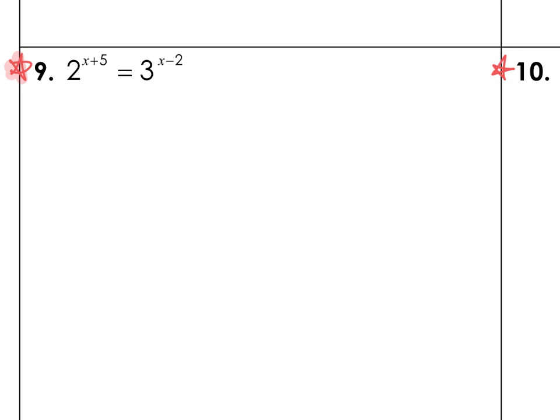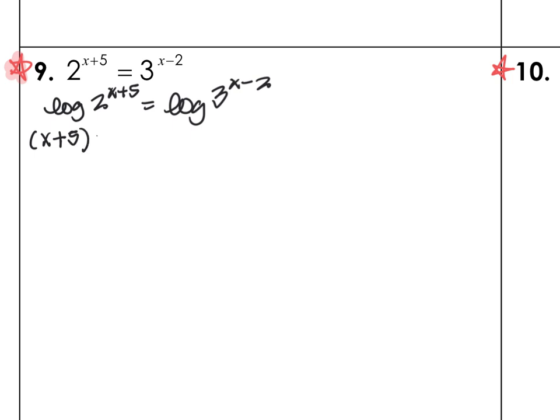So on number 9, let's see. Notice 2 and 3 don't have the same base, can't get the same base. So I am going to log both sides of this equation. All right, so just like before, now we can use our log property, bring that exponent down. And because it's a binomial, I want to bring it down with the parentheses, because that matters. Okay, so make sure you do that.